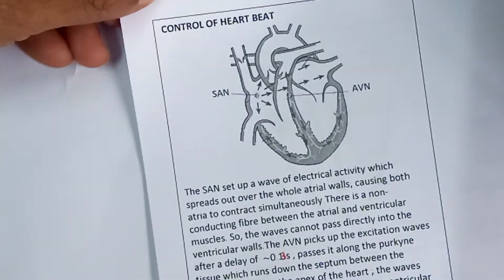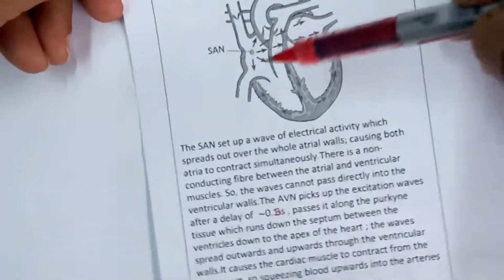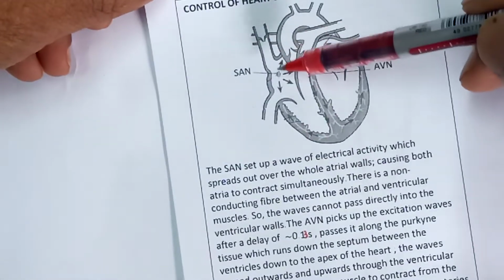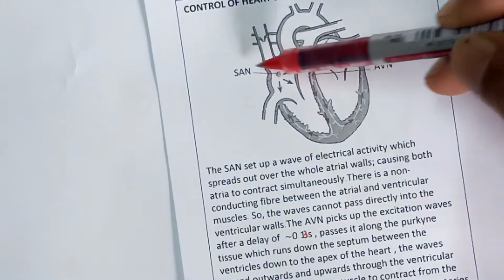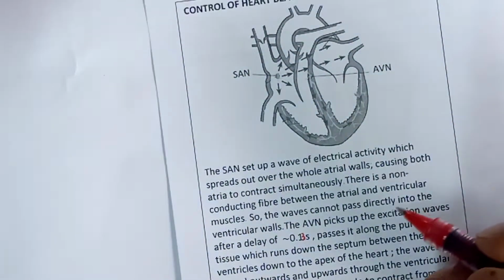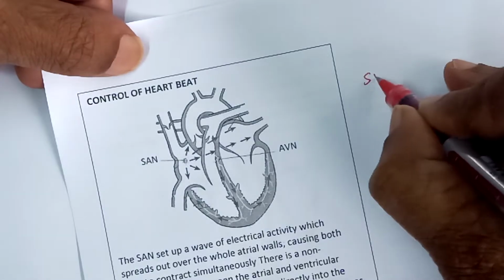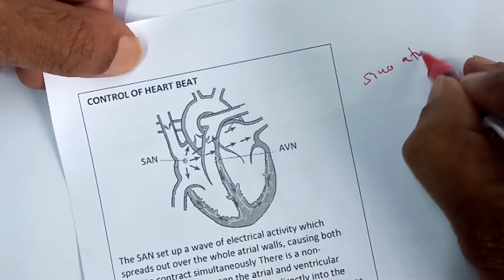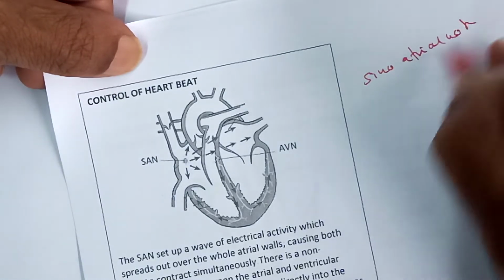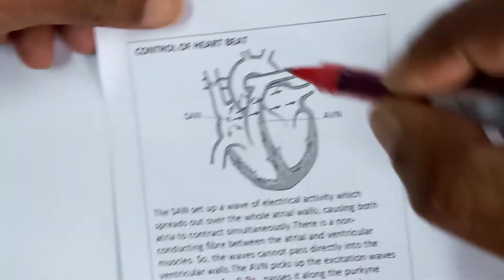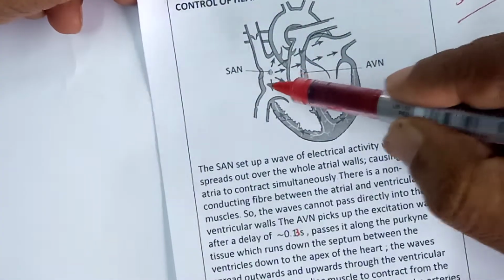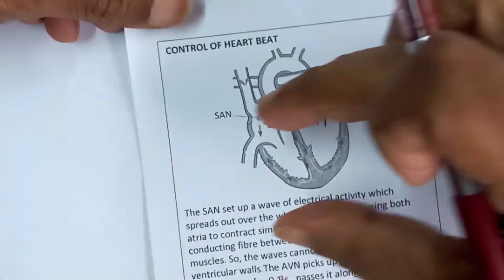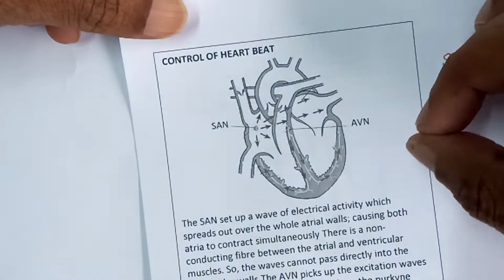Now, let's have fun with the cardiac cycle. You know, the heartbeat is initiated by the SAN. SAN is the sinoatrial node. It is a mass of cells that are specialized to give current.